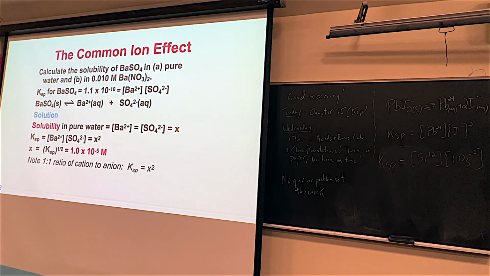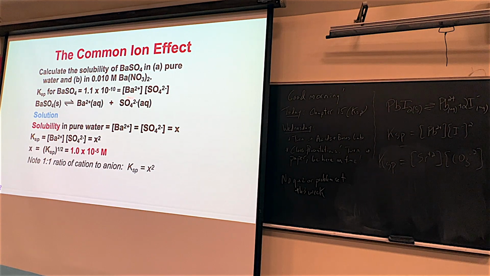Again, if you have a solid and you want to see how soluble it is in water, that's when you can use these x squared, 4x cubed kind of things, and you just figure out number of cations and anions. Any questions on that? Okay. Now, this is in pure water.